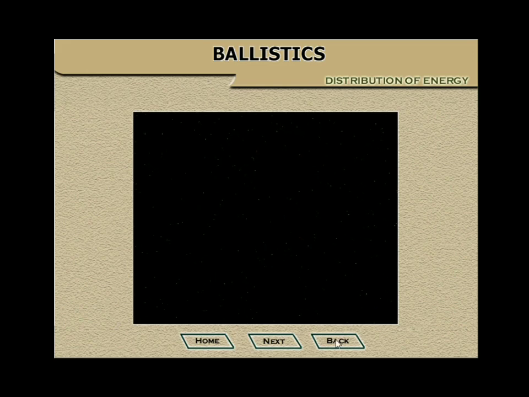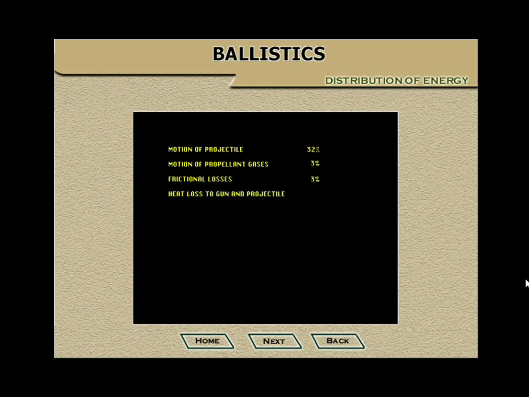Distribution of energy. When a propellant burns, it releases a large amount of energy in the form of hot propellant gases. As the firing sequence progresses, a large portion of this energy is converted into other forms. The approximate distribution of energy at the end of the firing sequence is: motion of projectile 32%, motion of propellant gases 3%, frictional losses 3%, heat loss to gun and projectile 20%, heat retained by propellant gases 42%.